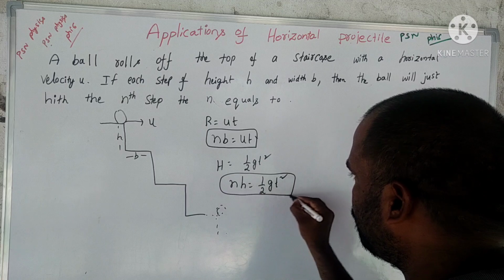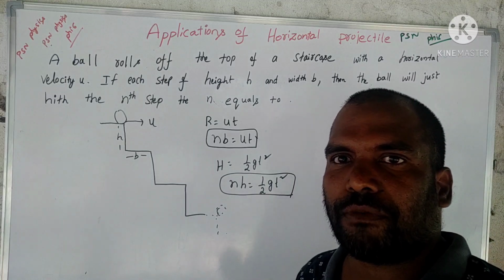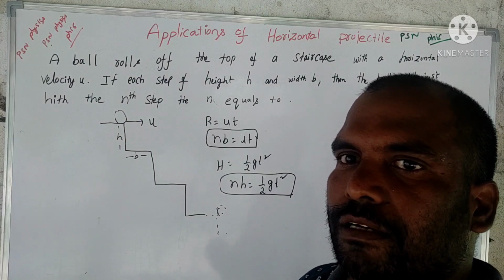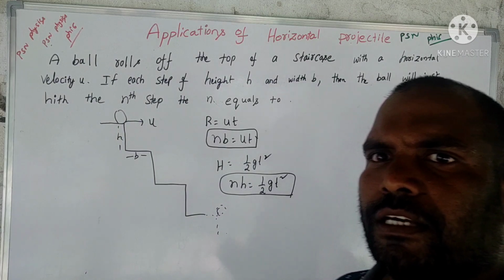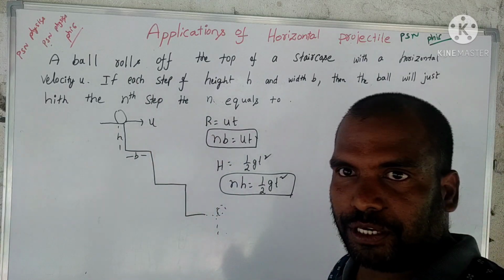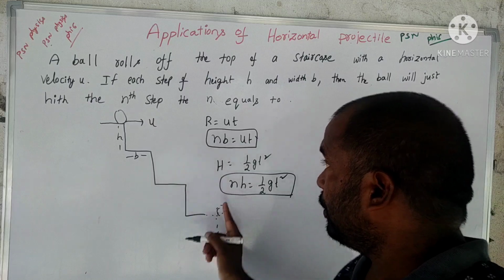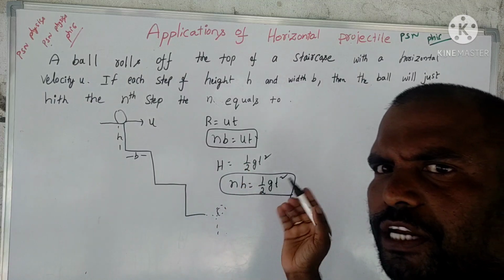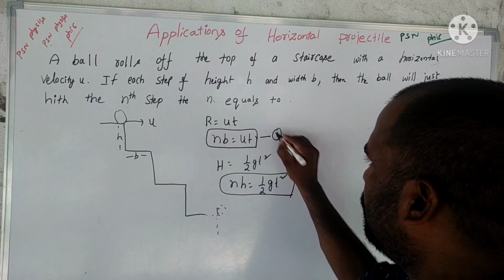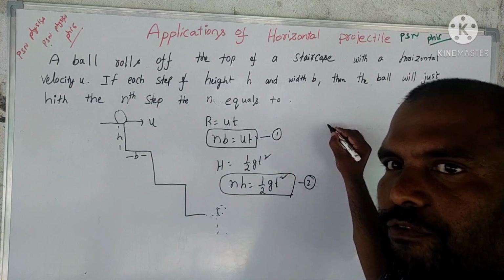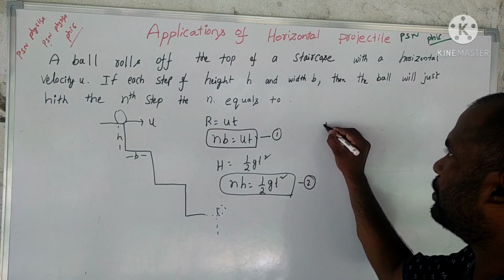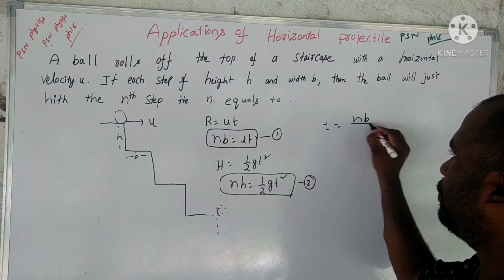Students, many students say, sir, I know formulas, I know every concept, but I am not able to get the answer, how to apply. Here, we know u, we know h, we know width b, but we don't know time. That's why in these two expressions, we substitute for the unknown value of time. This is equation 1, and this is equation 2. From equation 1, what do we know? Time t is equal to nb by u.